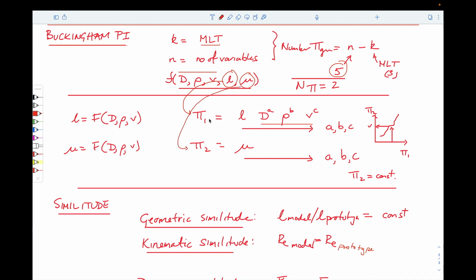So the first one is we'll use length. This will be the complete group. We have an exponent A, B, and C to be able to solve for. We set this so that the units of mass, length, and time together sum to 0, because the exponents here have to have no dimensions. And as a result of that, we can get values of A, B, and C for these variables.